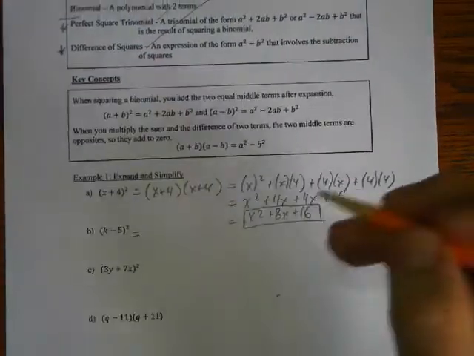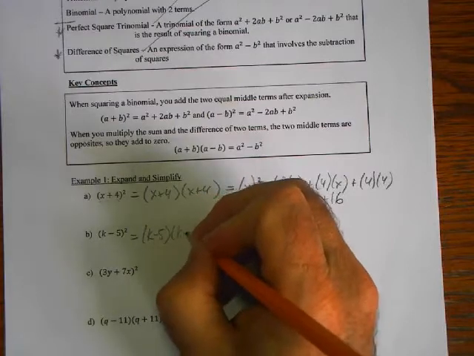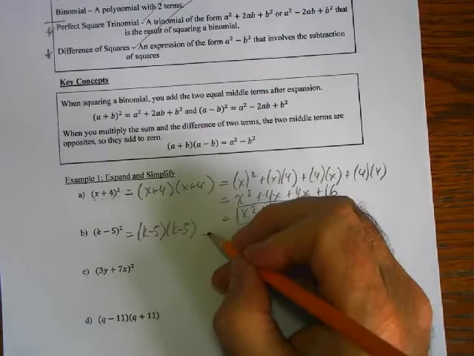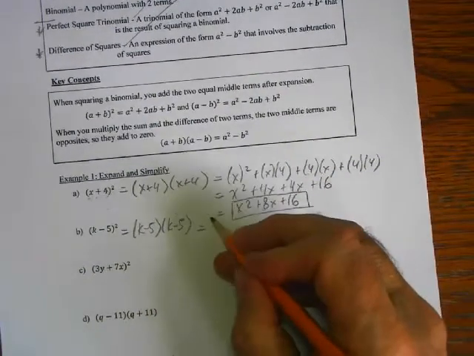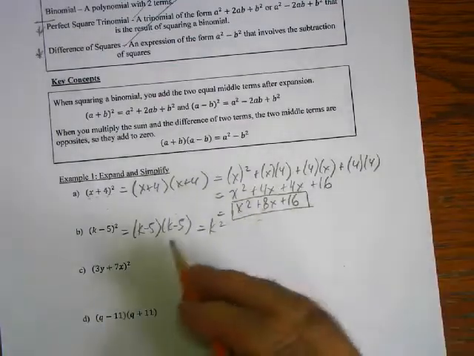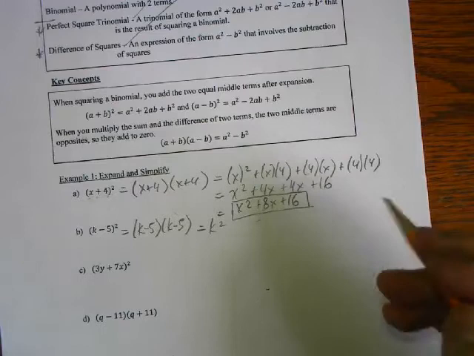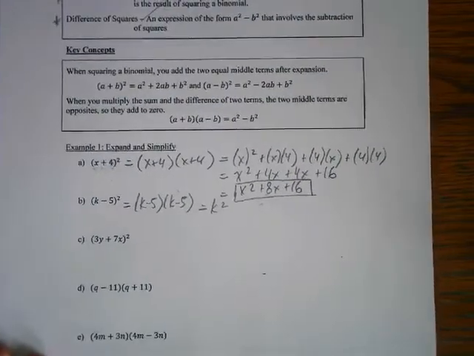So k minus 5 times k minus 5, which is what we're going to write it out as right away to avoid getting it wrong. I'm going to skip this first step this time. So k times k is k squared. Hopefully the different variables don't throw you off. You have to be ready to see any kind of variable. It's not always going to be x.